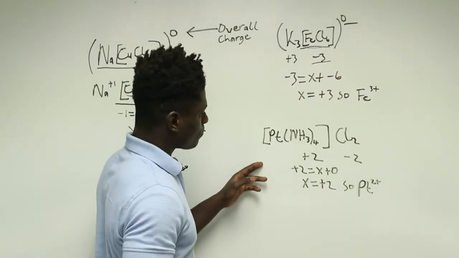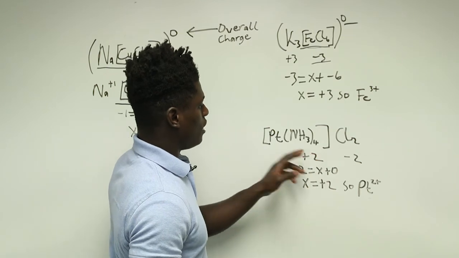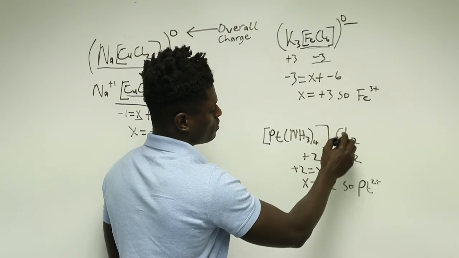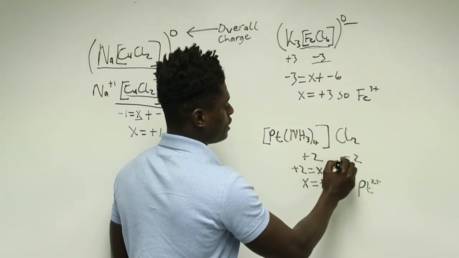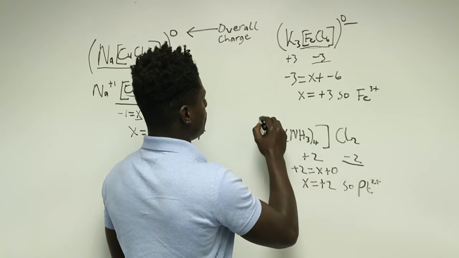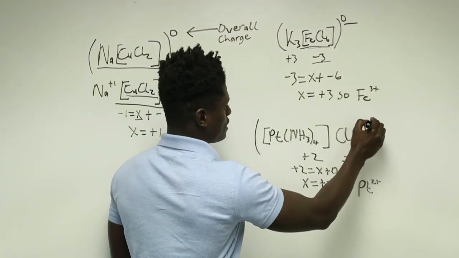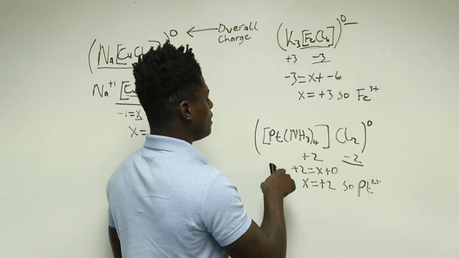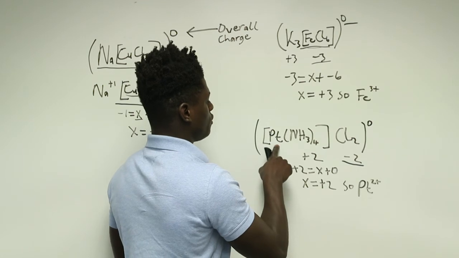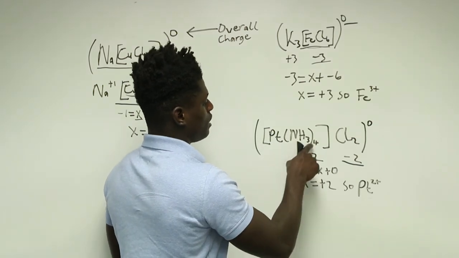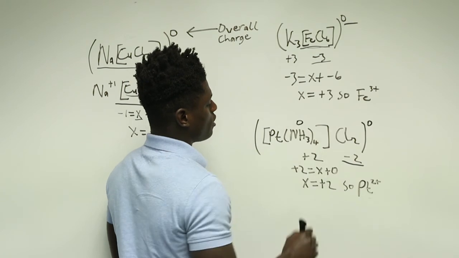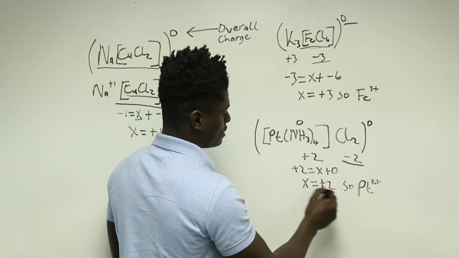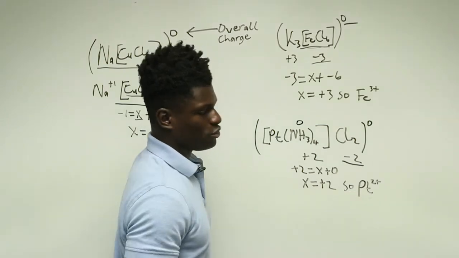Moving down here, you see that you have another case. Chlorine is -1, but since we have 2 of them, that gives us a charge of -2. Because the overall charge has to equal 0, if this is -2, then this has to be +2, meaning +2 is equal to our unknown metal, X, plus, in this case, ammonia, which has a charge of 0. So +2 is equal to X plus 0. Therefore, X is equal to +2, and platinum is going to be 2+.